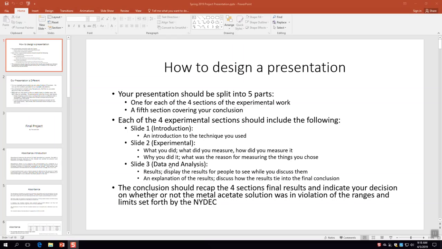And then the third slide, that's the data and analysis. What did you get? What did you find out? What does your calibration curve look like, for example? And an explanation of the results. So that's basically that. Then finally, you'll have probably just one slide that is the 5th section covering your conclusion, which is a summary of all of your findings and your recommendation to the New York DEC.